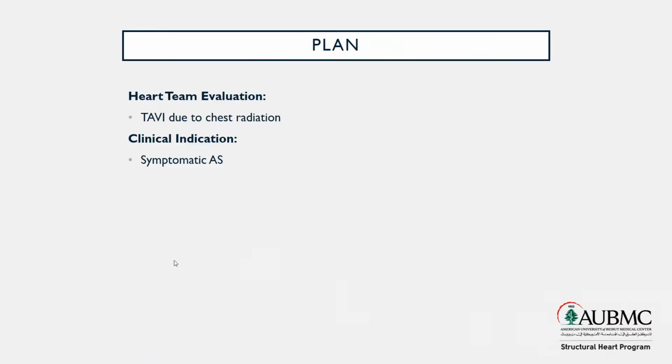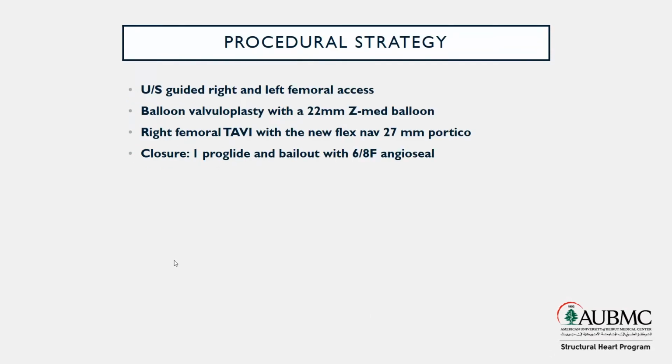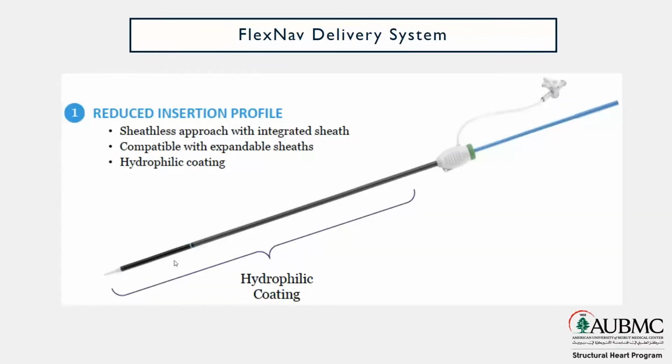So the plan is TAVI due to chest radiation, and the clinical indication is symptomatic severe AS. Our procedure strategy is ultrasound-guided right and left femoral access. There's no radial access. There was a radial artery occlusion from prior cath years ago. We're going to do a valvuloplasty with a 22 by 40 Z-Med balloon, right femoral TAVI with the new FlexNav 27 Portico. We went with 1 ProGlide in the middle with a bailout of 6 or 8 French Angio-Seal.